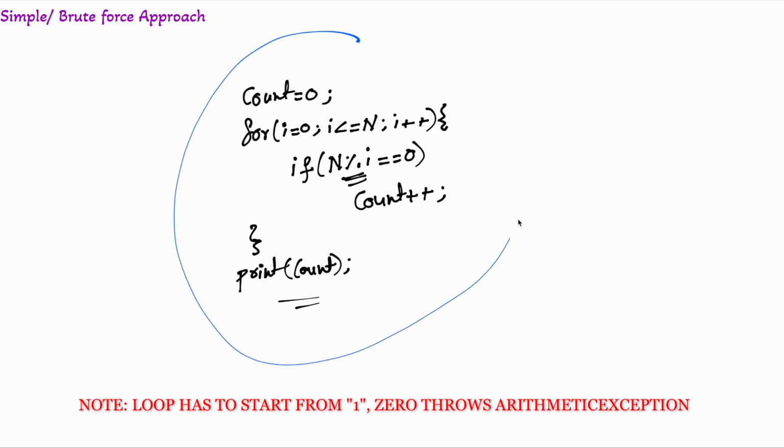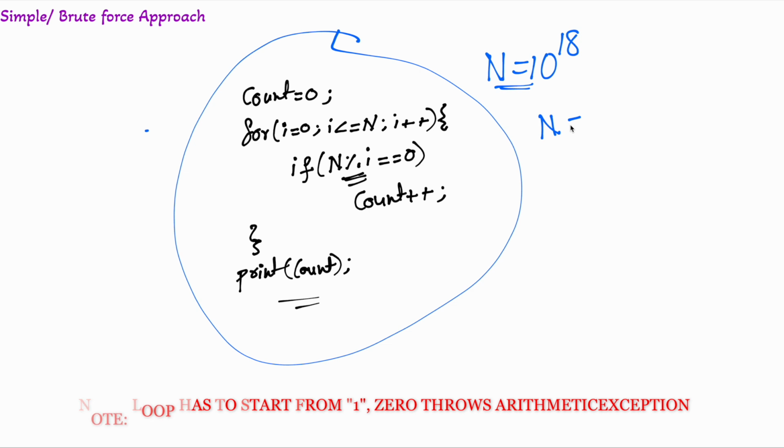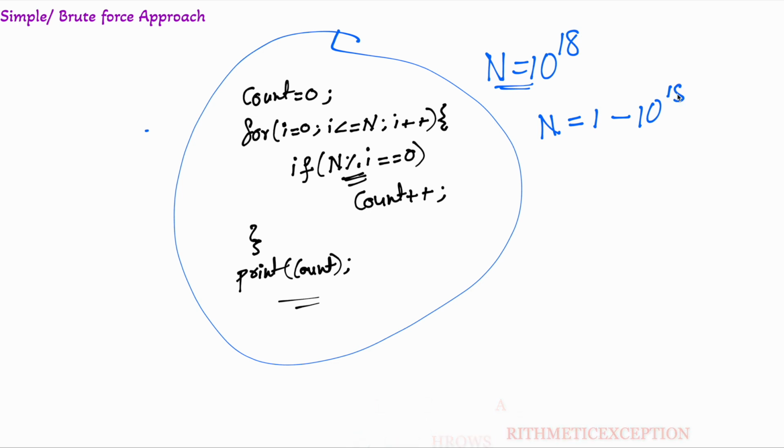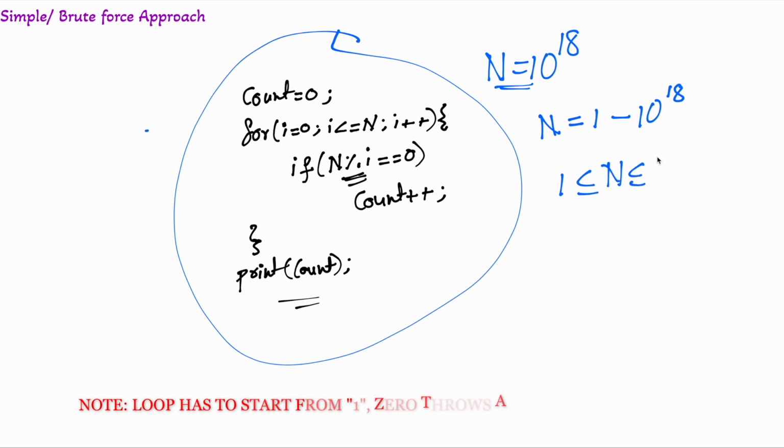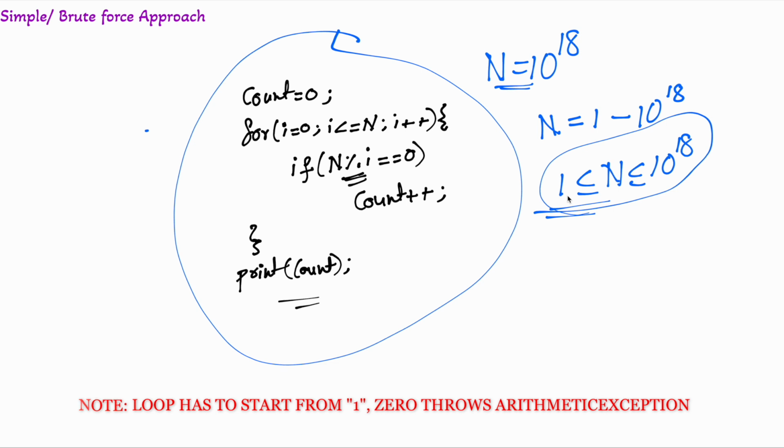So does this solution work fine? Say we give n a value like 10 power 18. The input size can range from 1 less than or equal to n less than or equal to 10 power 18. So this is the range of the input size. Will our program execute well for each input size? How do we find that?